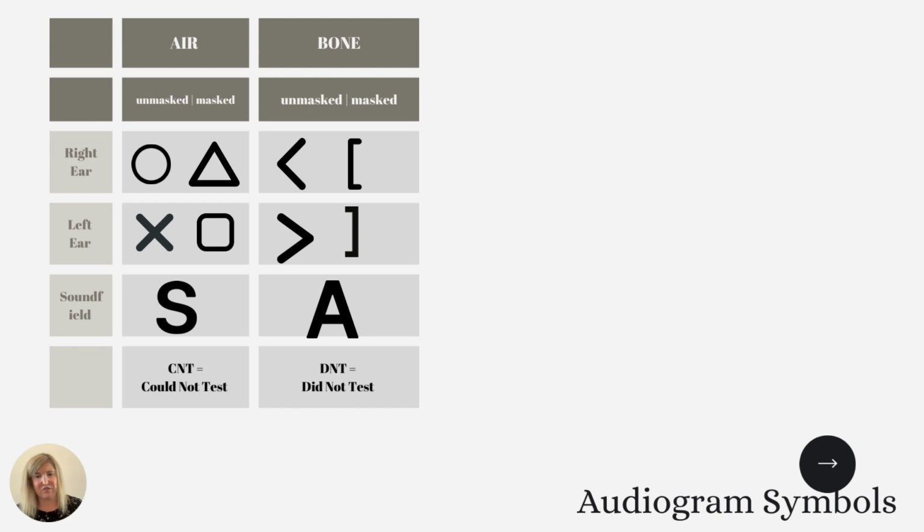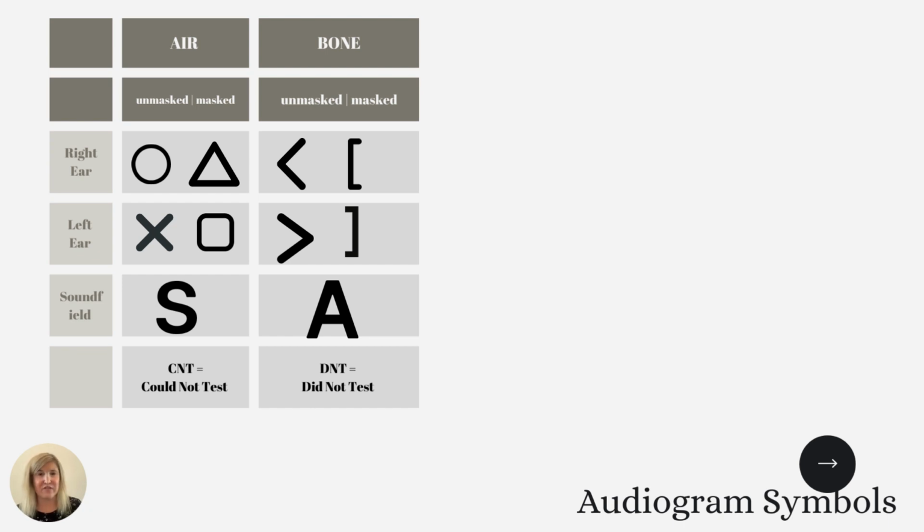Bone conduction thresholds refer to the fact that the testing was performed with an oscillating headband placed on the mastoid bone behind the outer ear or on the forehead. This allows the examiner to determine the type of hearing loss that someone has at that particular frequency. The unmasked bone conduction scores are the less than and greater than symbols. And the masked bone scores are the brackets.